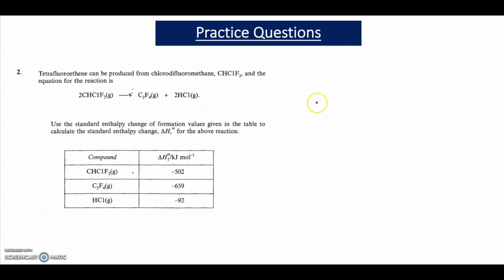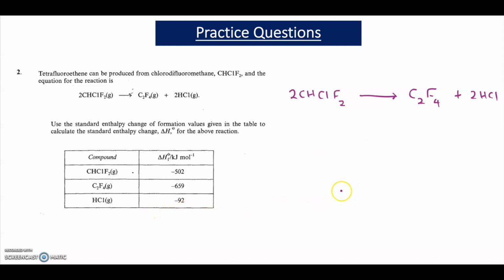So in question 2, I'm asked to use the standard enthalpy change of formation values given in the table to calculate the standard enthalpy change delta H for the above reaction. So the delta HF values are the enthalpy change when you form 1 mole of a compound from its elements in their standard states under standard conditions. So here we have 2CHClF2 go into C2F4 and 2HCl.